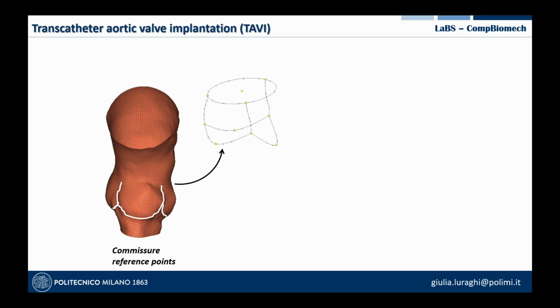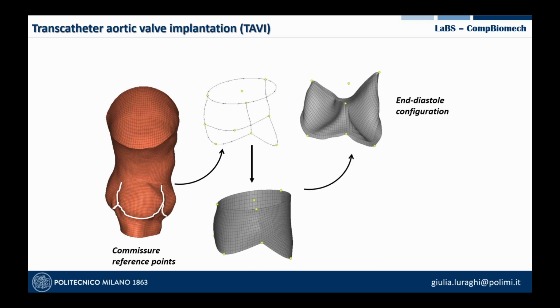Regarding the native leaflets, we can reconstruct them directly from the segmentation process. This is because of the resolution of the CT images. So following a procedure we found in the literature, we manually reconstruct the three leaflets of the native valve of the patients by drawing some lines, as you can see, to identify the commissure zone of the patients in the aorta. And then we build the surface and we discretize the surface with quadrangular shell elements.